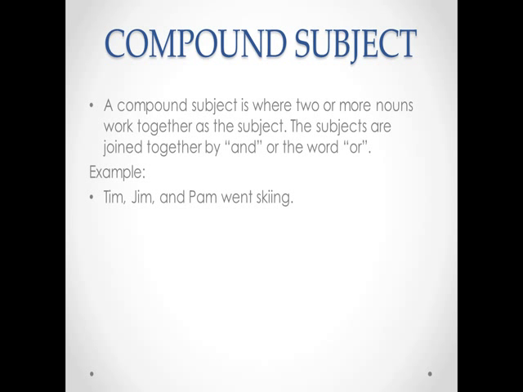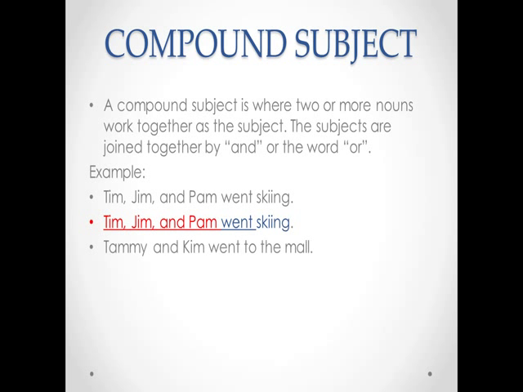Look at the sentence. Who is the sentence about? Well, it's about three people, Tim, Jim, and Pam. They're connected by the word "and." What did they do? They went skiing. So "went skiing" is the predicate, and the most important word of the predicate is the verb, which I've underlined, is "went." Tim, Jim, and Pam went skiing.